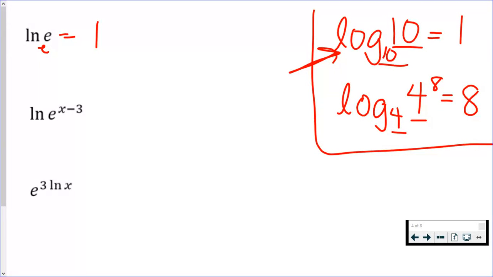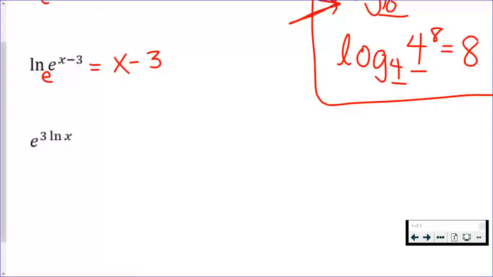Similarly with this second one, it has a base of e because it's a natural log. If the e's match, the answer is the exponent, so the answer is x minus 3.